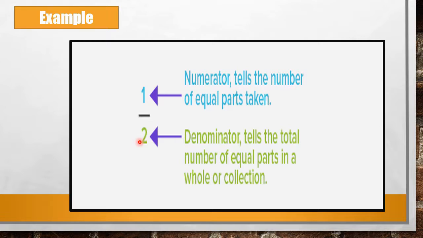equal parts the whole is divided into, or the total number of equal parts which are in the collection. So 1 by 2. Here 1 is the numerator that tells the number of equal parts taken, and 2 is the denominator, so that tells the total number of equal parts in a whole or a collection.